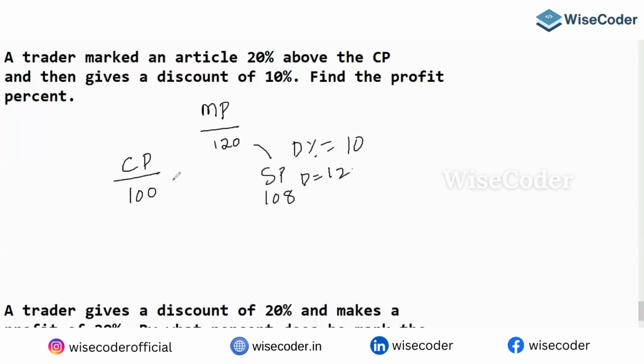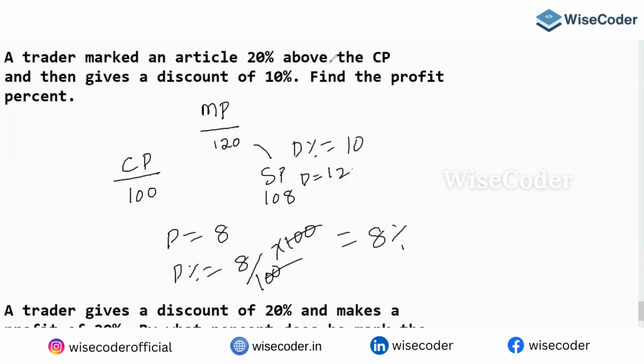This 108 is the selling price. Okay. So you bought it for 100. You sold it for 108. Then the profit is what, guys? 8 rupees. What is the profit percentage? 8 by 100 into 100, that will give you what? 8% as your profit.